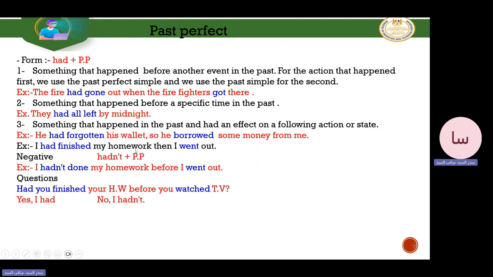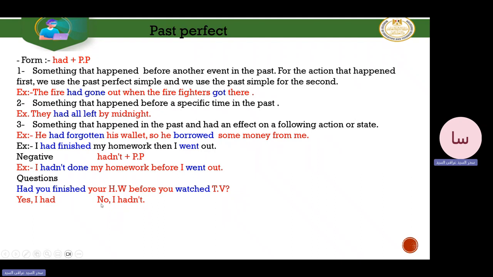Look at this example. I had finished my homework, then I went out. We have a sequence here. First action and the second action. Okay. I hadn't done my homework before I went out. We have the negative form here of past perfect. We add not after had, between had and the past participle. What about the question form? If we have a yes/no question, we should start with had. Had you finished your homework before you watched TV? Had you finished it? Yes, I had, or no, I hadn't.